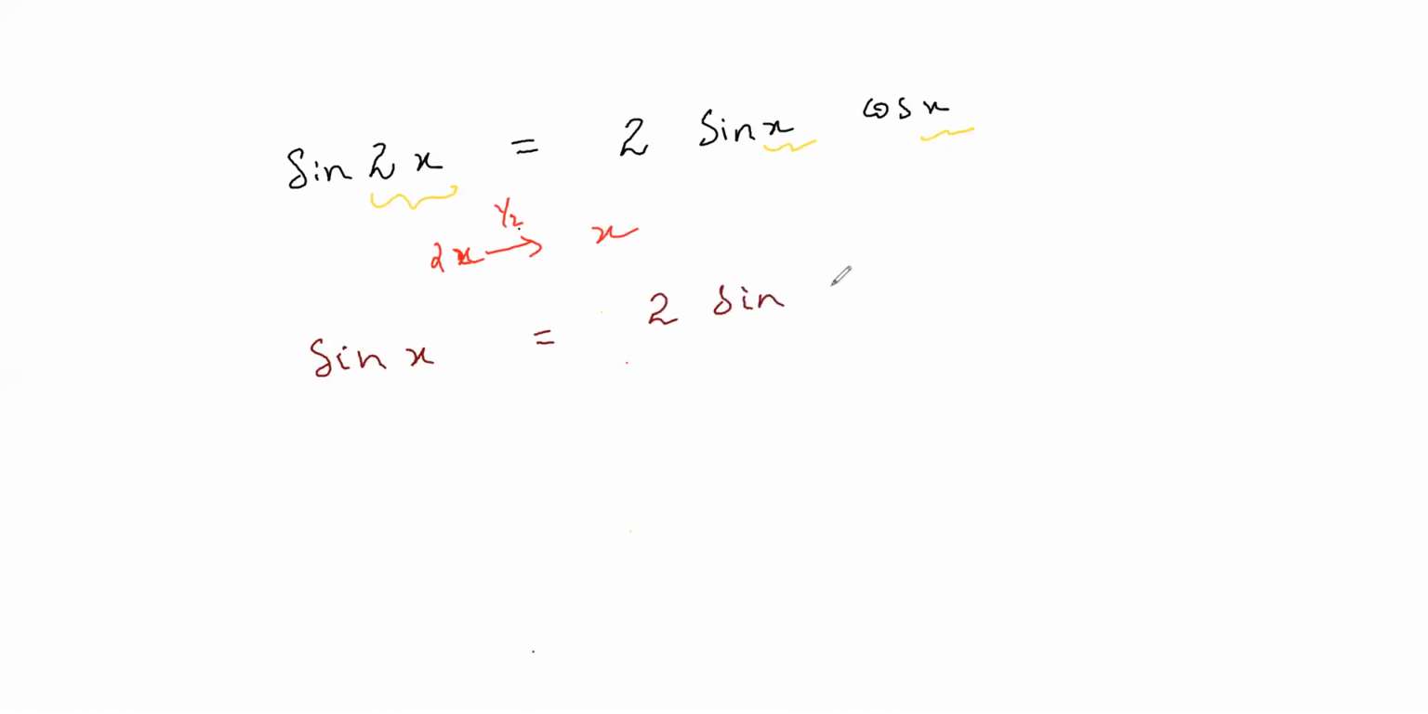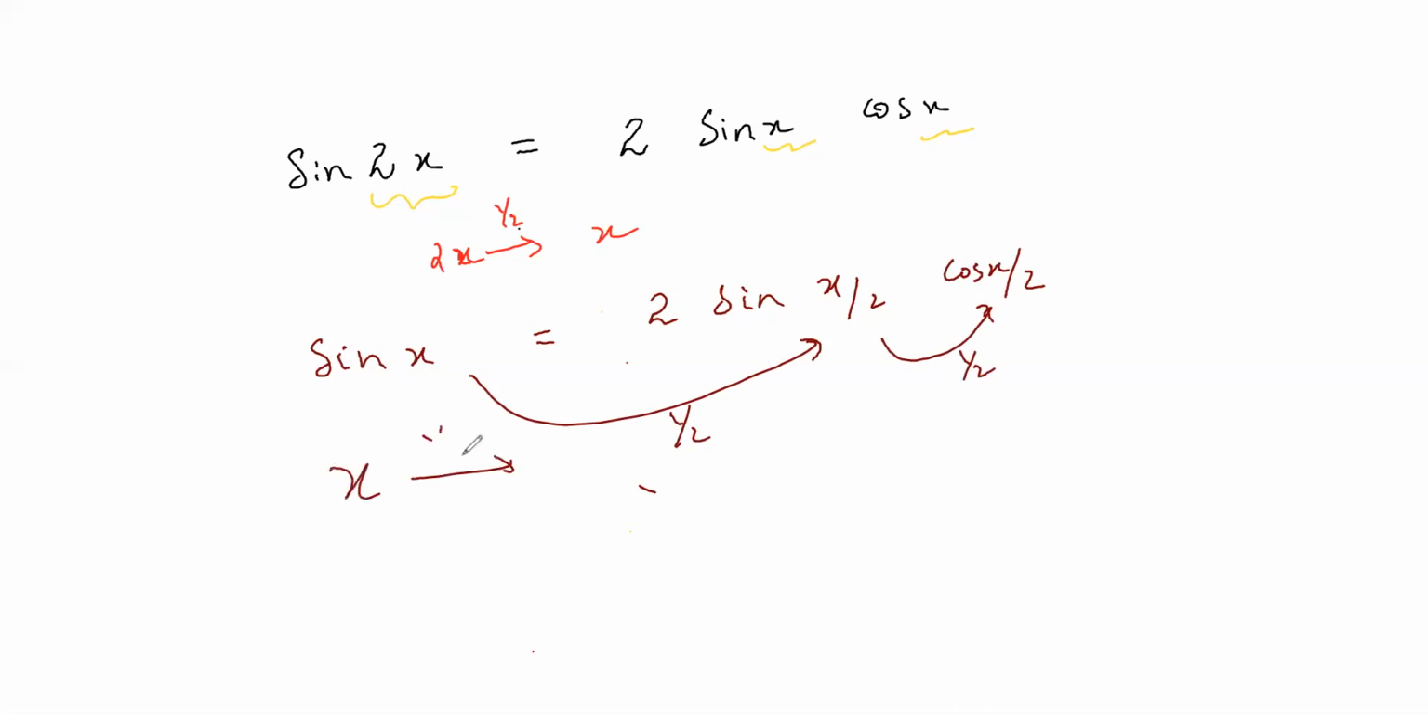2 sin x by 2 cos x by 2. Here again what happens? X gets divided to half. Half of x is x by 2. This is a transformation you are having in this. X half is x by 2. 2x half is what? 1x. 2x half is 1x. That's the reason for this particular thing. Is it clear?